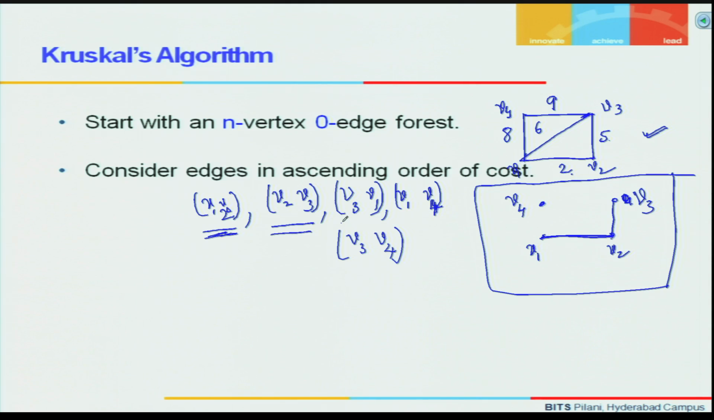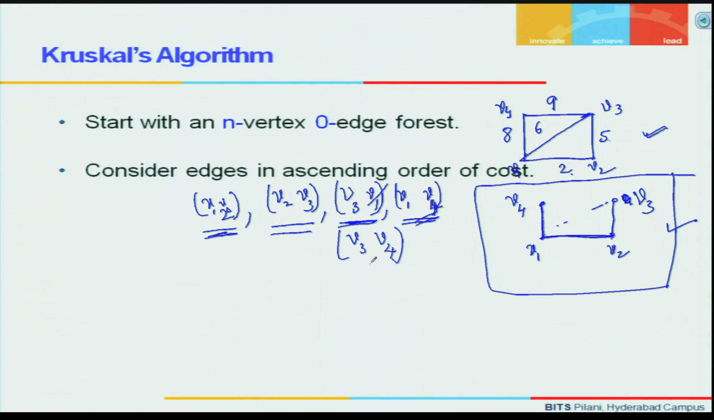Then V3 V1, I have to put this or not depending on whether V3 V1 is forming a cycle in this forest. When I put V3 V1, definitely it is forming a cycle, hence I don't put V3 V1 into this forest, I ignore it. Then I will move on to the next minimum weighted edge, that is V1 V4. I will see whether V1 V4 is forming a cycle or not, and when I put it, it is not forming a cycle, hence I consider this.